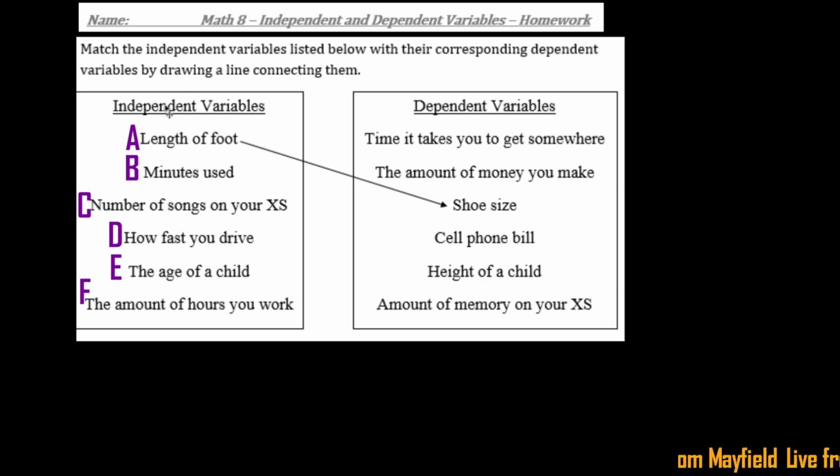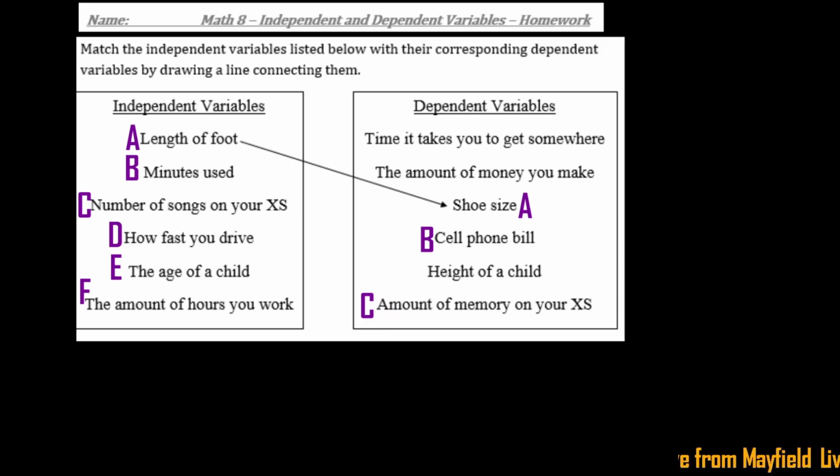So for example, the first one is done for you. The length of your foot is the independent variable, which means your shoe size relies on or depends on the length of your foot. So we would say, all right, we match the first one with the shoe size. Then you could say the minutes used would affect the cell phone bill, the number of songs on your device would affect the amount of memory on your device.